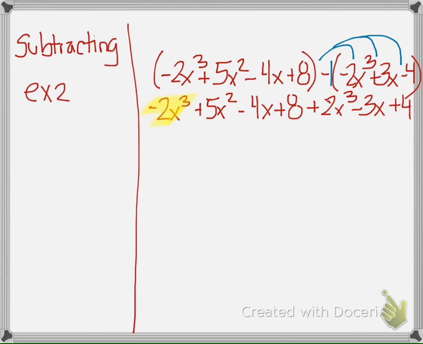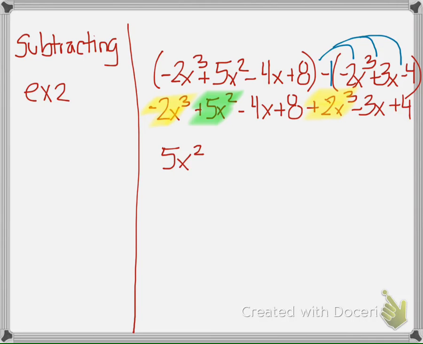Then you take your handy dandy highlighter. I have negative 2x to the third. I have positive 2x to the third. They cancel each other out. There's nothing to write down. My next term is 5x squared, and there's nothing to add to it on this particular problem. So I'm just going to go ahead and write 5x squared. It has no like terms to combine with.